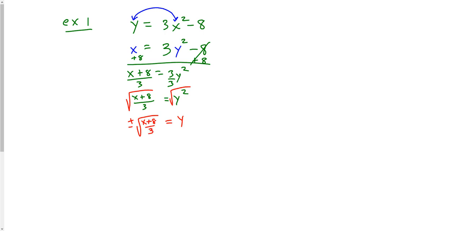Now, because it's an inverse, we want to say that it's a little different from the original, so we put a little mark on it like that. So that would be our answer. Let me give you a linear one.